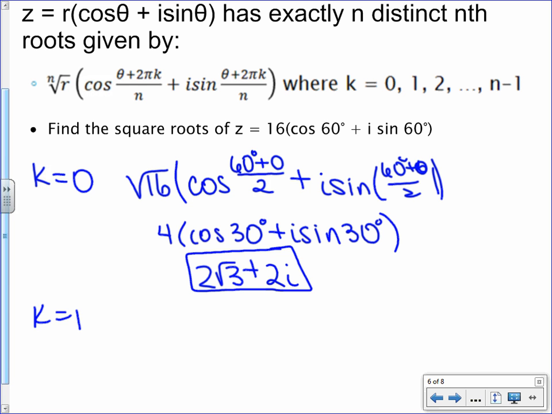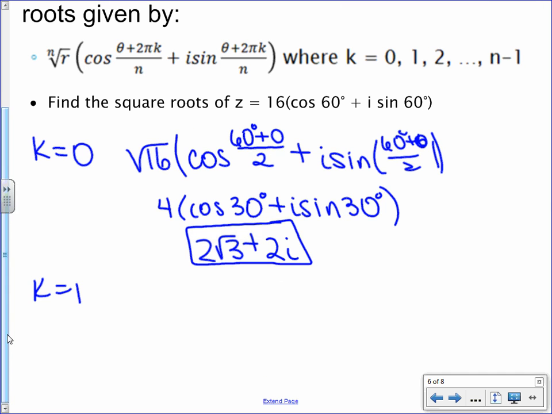Okay. So if you square this number, you should get that. Okay. Now let's find the second one. We're going to increase k, so that's going to affect our angle inside. Okay, so now we still have the square root of 16 times the cosine. This time k is 1, so we're going to take our theta, we're going to add 2 pi k, or 360 times k. Since k is 1, we're going to add 360 divided by 2.